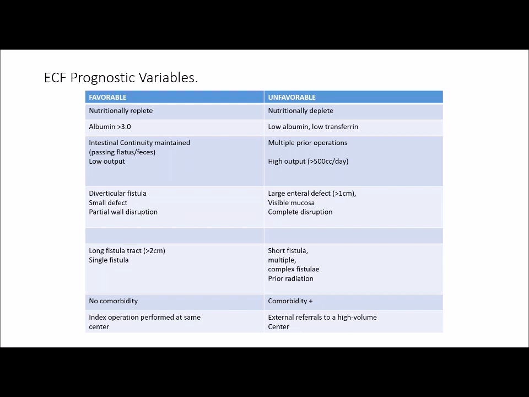These are very small fistulas, or there's a very small defect, partial bowel disruption. A long fistula tract, as opposed to a short tract, multiple tracts, and complex fistulas, these are all basically areas where you'll have an unfavorable outcome. Prior radiation, again unfavorable outcome. Comorbidity. If the index operation was performed at the same center, you have a favorable outcome. If you get a patient referred from some other center, you don't know what's really happened. The patient has come to you only with the ECF. The prognostication of this patient is going to be poor, right? So external referral to a high volume center, where the index operation has been performed in some other center, these are basically unfavorable.